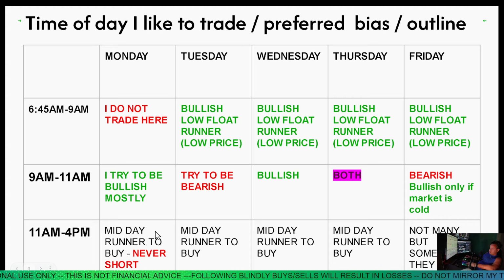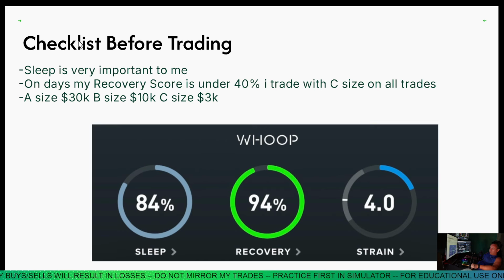So I try not to short at all, and I like to look for a midday runner on Tuesday, Wednesday, Thursday. I don't really like buying midday runners on Friday because there's not a lot of runners most of the time. This is a general outline, my preferred bias. It's not written in stone. It's an outline for like 70% of the days. Sometimes it can switch on you. You can have 6:45 to 9 a.m. movers.